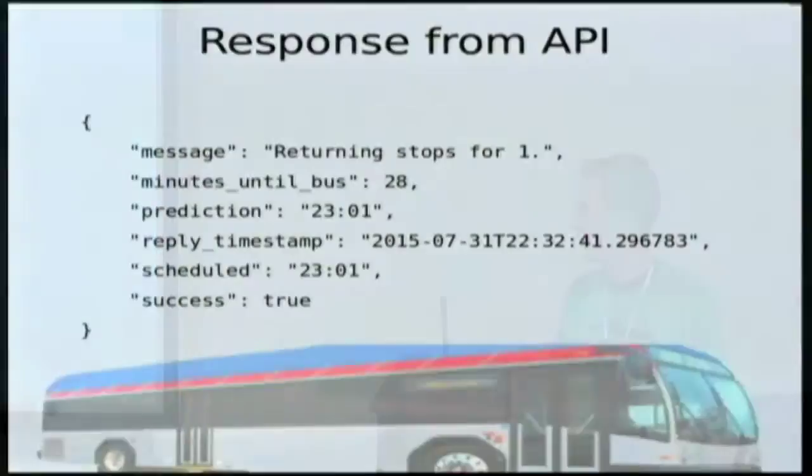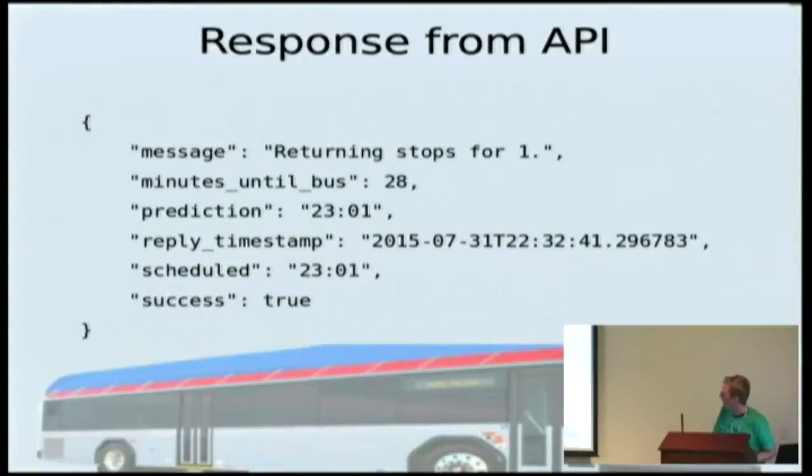So there you see a response from the API. I asked for the next predicted time for stop 1. At this point, it was 28 minutes until the bus. It's supposed to come at 11:01. Made the reply at 10:32, so sounds about right, right? Minute off, maybe.